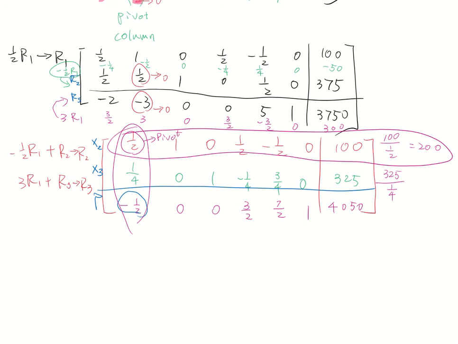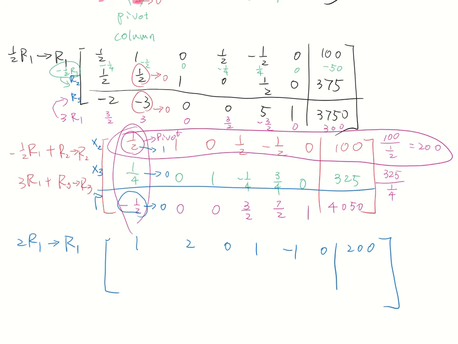Okay, so that means we're going to turn the 1/2 into 1 and the other two elements in that column into 0. So first let's turn the pivot element into 1 by multiplying R1 by 2 and make it the new R1. So that will give me 1, 2, 0, 1, negative 1, 0, 200.